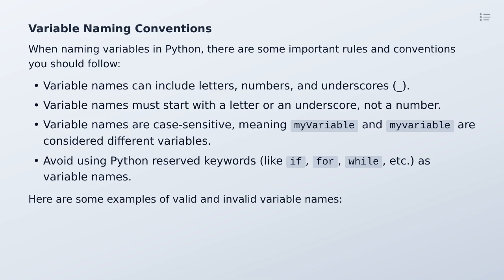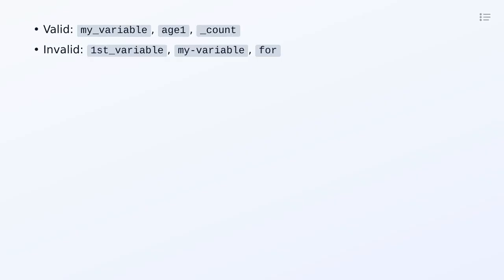Finally, avoid using Python reserved keywords like if, for, while, etc. as variable names. Here are some examples of valid and invalid variable names. First, valid: my_variable, age1, _count. Finally, invalid: 1st_variable, my-variable, 4.